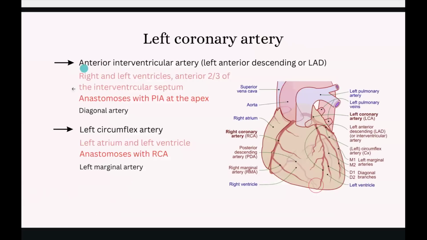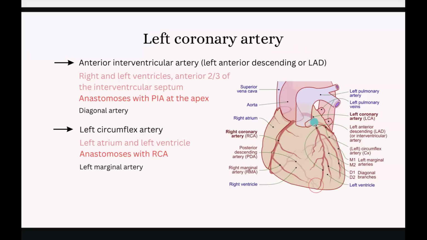Okay, so these are the branches of the left coronary artery and their supply. So the first branch that you have is the left anterior descending. Again, the name tells you exactly what you need to know. Left, so it comes off of the left coronary artery. Anterior, so it's anterior. And then descending, it's descending down the anterior part of the heart. Okay, so yeah, and it supplies the right and left ventricles.